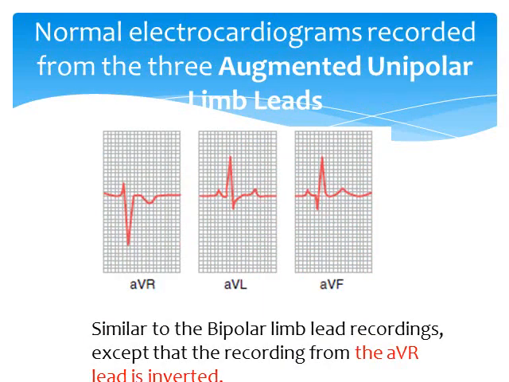So these are the normal electrocardiograms recorded from the 3 augmented unipolar limb leads. Here also the recordings are similar to the standard limb leads, except that the recording from the lead AVR is inverted because the impulses move away from the positive lead.